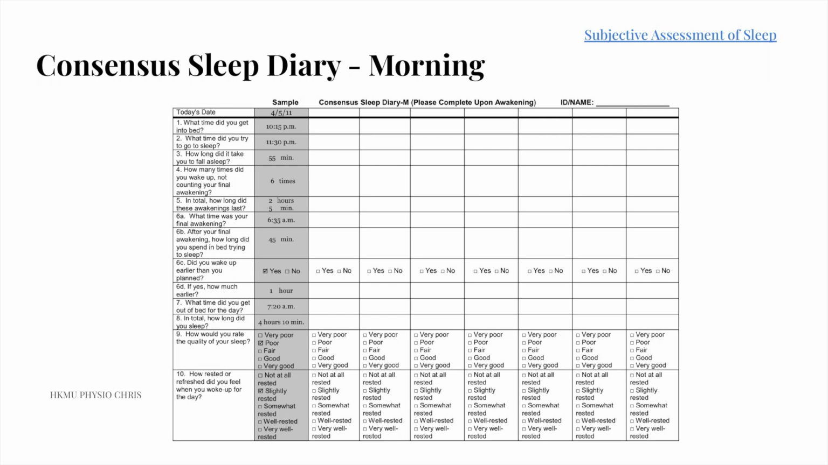What time did you get out of bed for the day? What time did you get out of bed with no further attempt at sleeping? This may be different from your final awakening time. For example, you may have woken at 6:35 a.m. but did not get out of bed to start your day until 7:20 a.m.